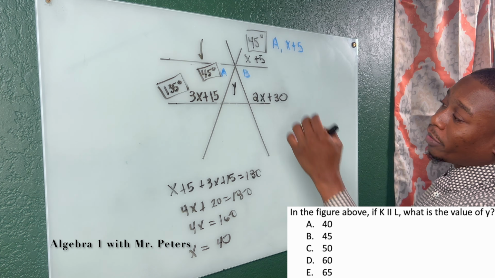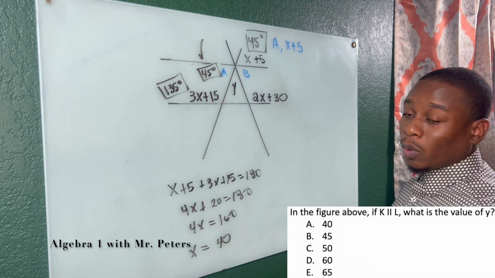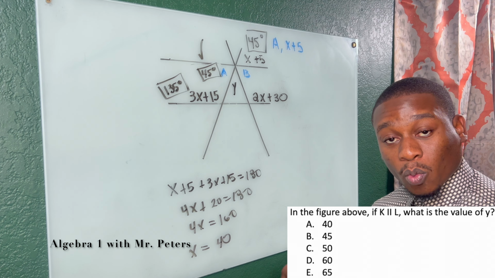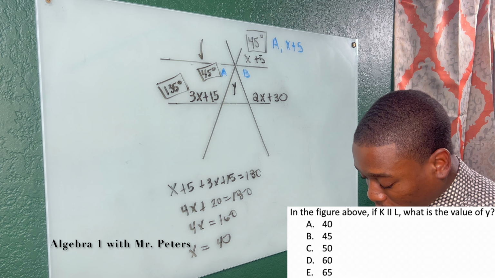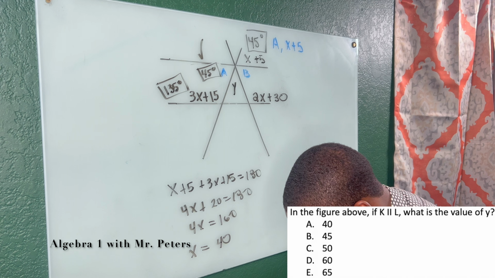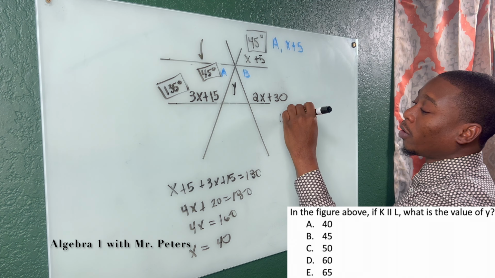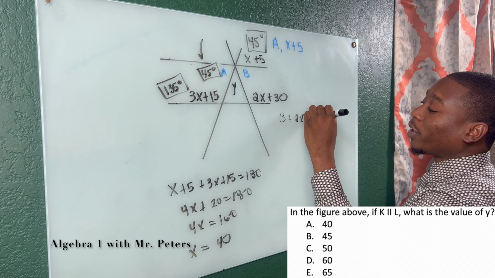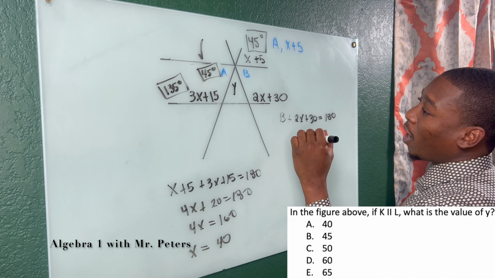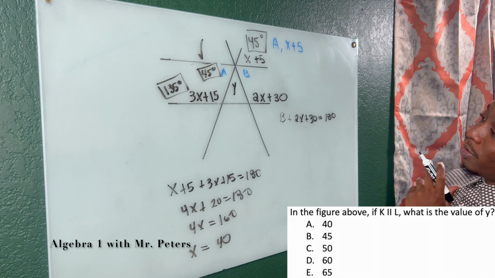Now we're going to focus on this side. And the same thing is with angle B and 2x plus 30. They are consecutive interior angles. So when we add those two, they're going to give us 180 as well. All right, let's put the calculator down for a quick second. So when we go back now, we have B plus 2x plus 30 is equal to 180. Let me make sure that I did this right.